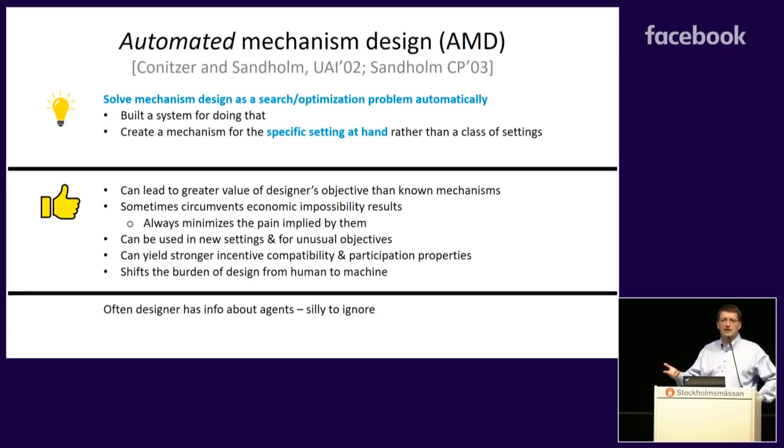So if you think about what Ellen says, she's talked about ex ante, ex interim, and ex post. So sometimes we can actually get further to the right side in that figure while not giving up anything by using automated mechanism design that's specific to the distribution. And then it shifts the burden of design from human to machine, which is, I guess, always a good thing.